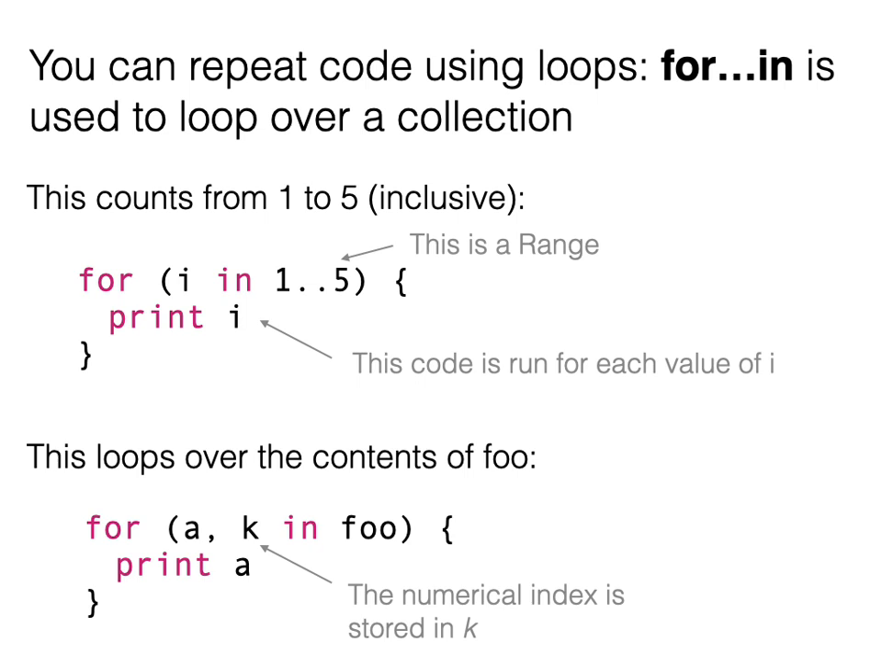The second example loops over the contents of a collection, and for every element, a takes on the value of the element, but the new variable k will actually give us the numerical index, which is occasionally useful.